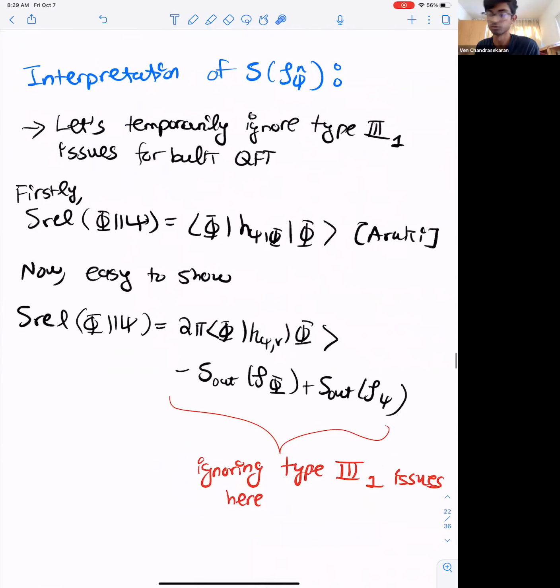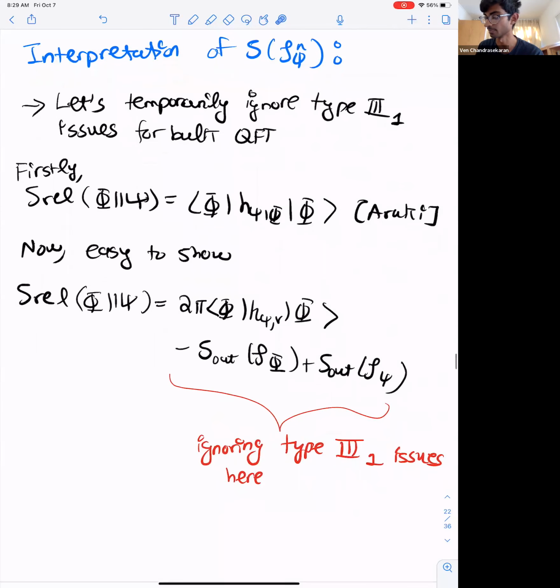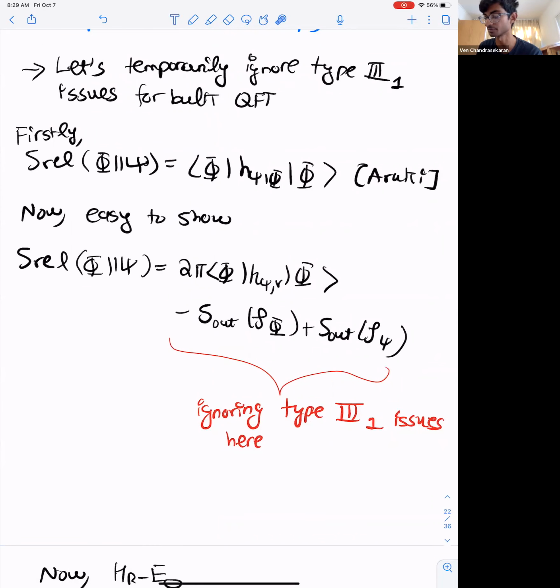Okay, so what is the interpretation of these terms in terms of actual gravitational language? So for now, I'm going to ignore the fact that we really have a type III_1 algebra for the bulk quantum field theory in order to make contact with quantities that we're normally used to thinking of when we introduce a cutoff. So to start with, we have this relative entropy that showed up, right? Now, a standard fact about the relative entropy is you can always decompose it into two pieces. You can decompose it into the expectation value of the one-sided modular, this is the one-sided modular Hamiltonian.